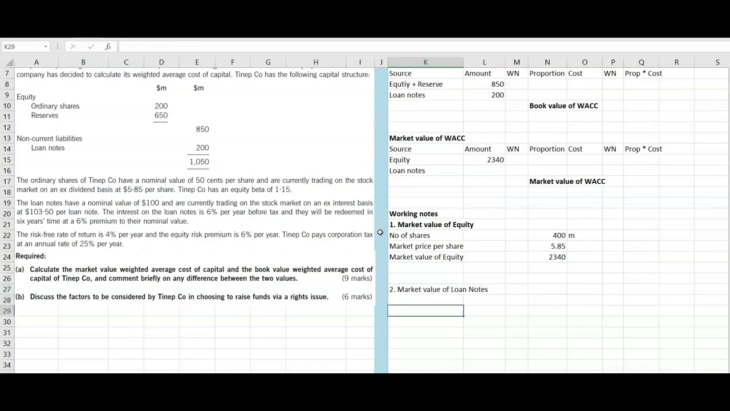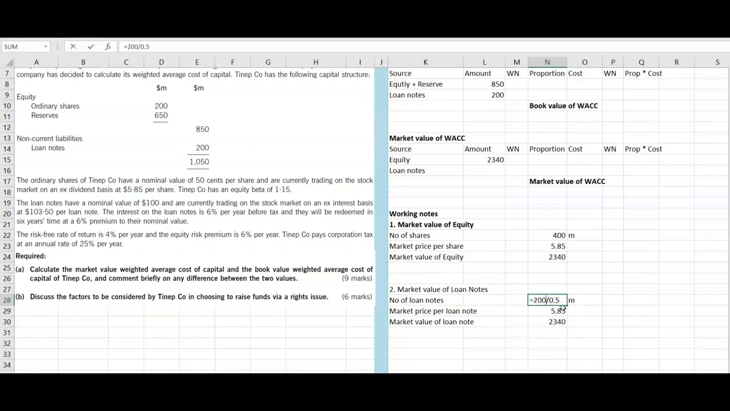The market value of loan notes is very similar to what we did for the market value of equity. So we can start. First we'll calculate the number of loan notes, then we'll calculate the market value per loan note, so we'll arrive at the market value of loan notes. Okay, so we'll just start. If you see, there are 200 million of loan notes, and each loan note is worth 100.